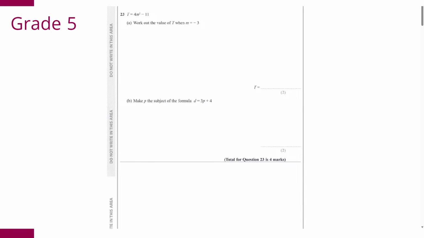For TikTok, I'm just going to read it out. It says that t equals 4m squared minus 11. Work out the value of t when m equals minus 3. So when you put it into your calculator, you're going to do 4 times brackets minus 3 squared minus 11. The whole point of this question probably is to test whether you know how to use your calculator by putting brackets around negative numbers. Simple, right? You do that and you get the answer 25.